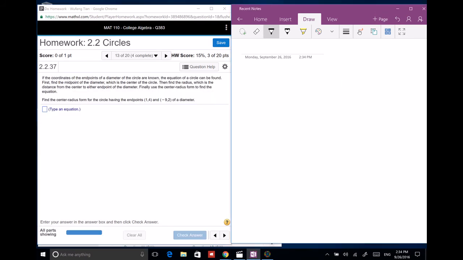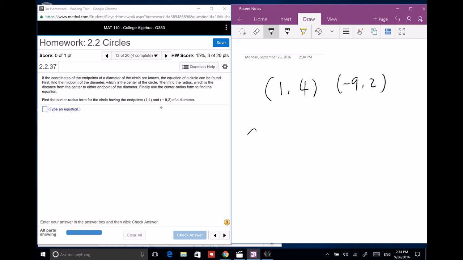If the coordinates of the endpoints of the diameter of the circle are known, the equation of the circle can be found. First, find the middle point of the diameter, which is the center of the circle. Find the radius, which is the distance. This is the same thing as the previous one. Find the center and radius from the endpoints of the diameter. So (1, 4) and (-9, 2) are the endpoints. The middle point will be the center.